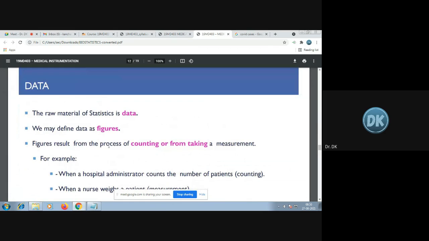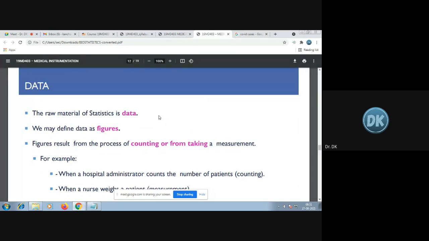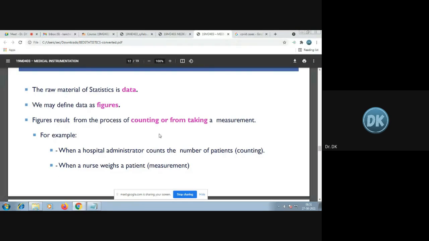And the next thing is data. So what's data? The raw material of statistics is data, right? So data is the main thing which we need in a statistical analysis. So usually we use data as figures. Like I said, you use a chart, you use a graph, whatever it is, we use it to represent data in the form of figures. So figures result from the process of counting or from taking a measurement.